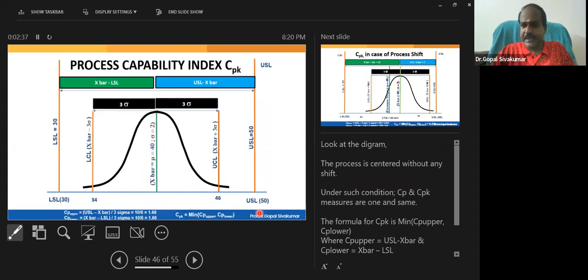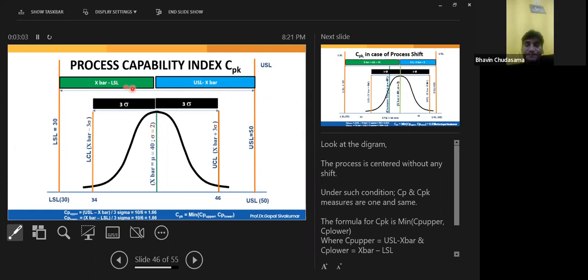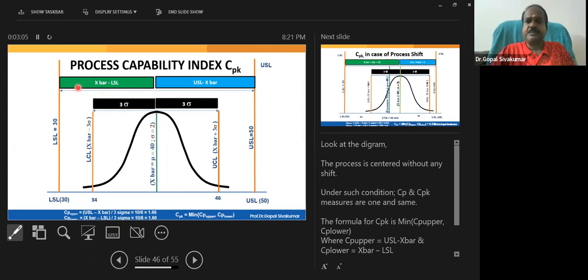What is the Cpk? We divide the specification into two parts. What was the specification width earlier? USL minus LSL. And this is the center. Now the specification width is divided into two parts. What will be this length? USL minus center, which is X bar. Can you understand USL minus X bar? Similarly, the width of the green bar is X bar minus LSL.